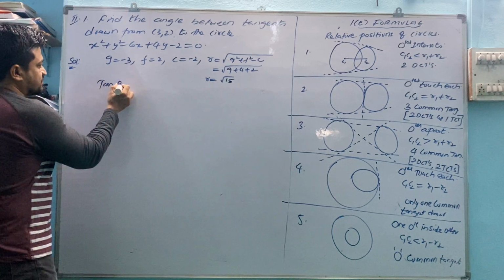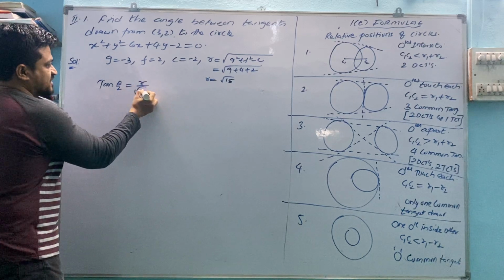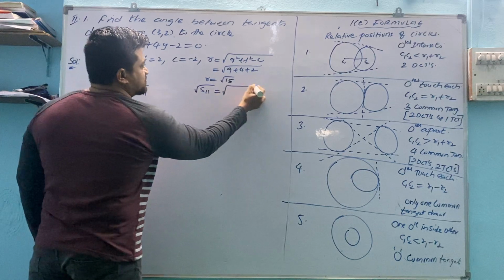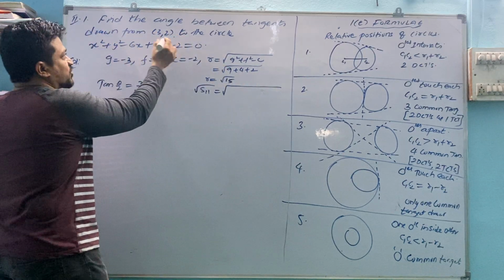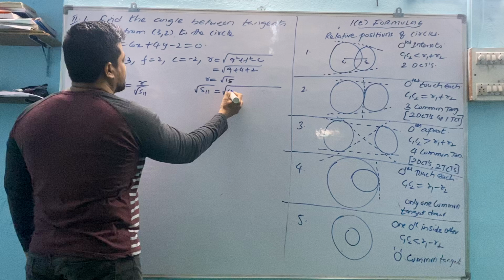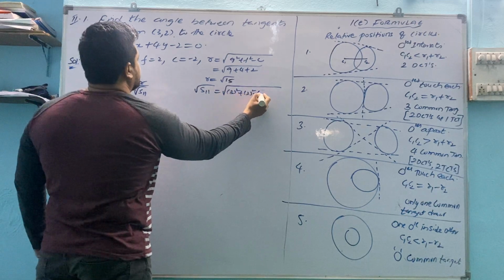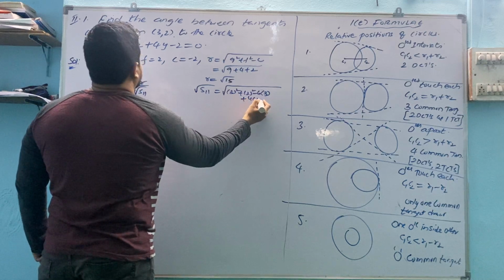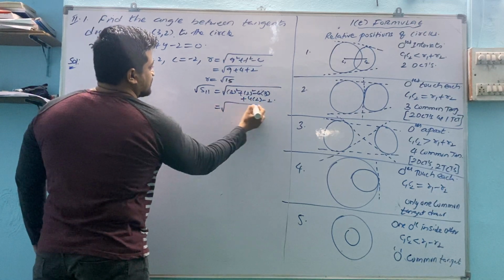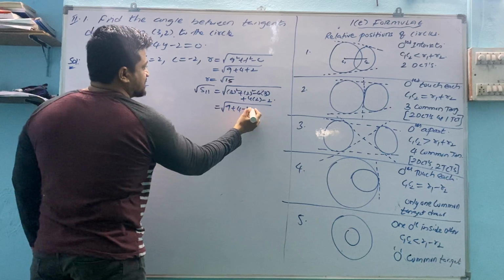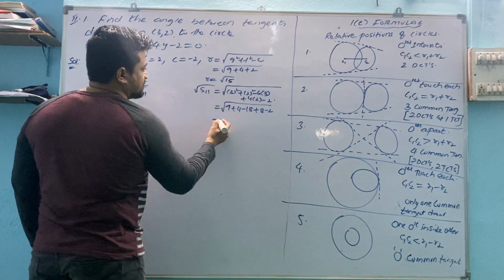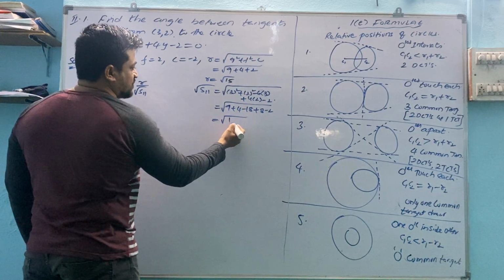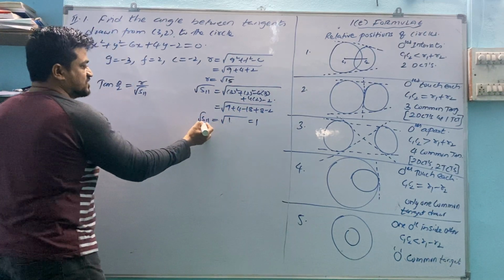First one is tan theta by 2 equals r by root s11. What is root s11? We have to substitute the point into the circle, whatever point is given, (3, 2), in place of x and y. Root over 9 plus 4 minus 18 plus 8 minus 2, root over 21 minus 20, root 1. Root 1 is 1.